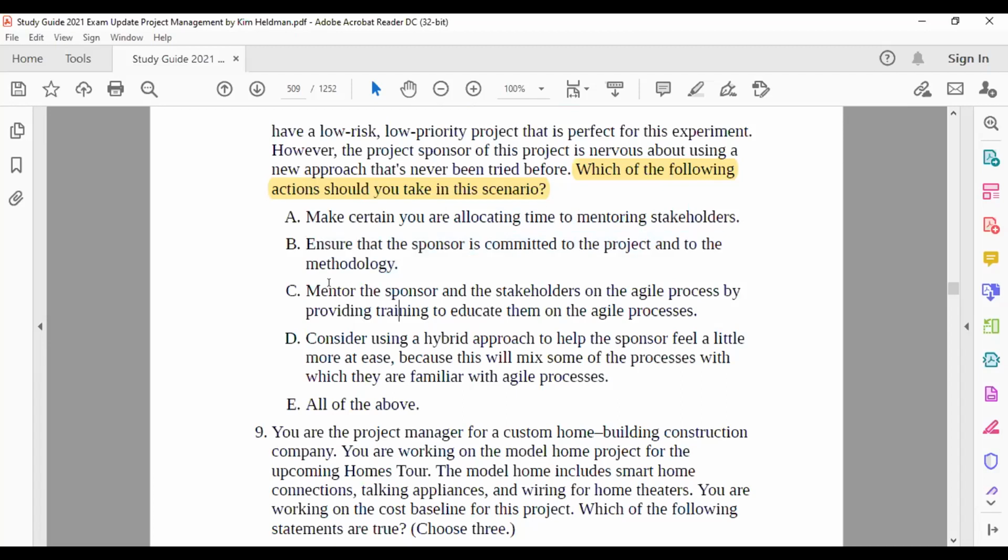This is correct. Mentor the sponsor and stakeholders because you are doing it for the first time. So yes, you have to do the training. Consider using a hybrid approach. This is a much better answer to help the sponsor feel a little more at ease, so that at least he can see something. So I think E is the right answer. All of the above are correct, and all of you were correct with the answer.